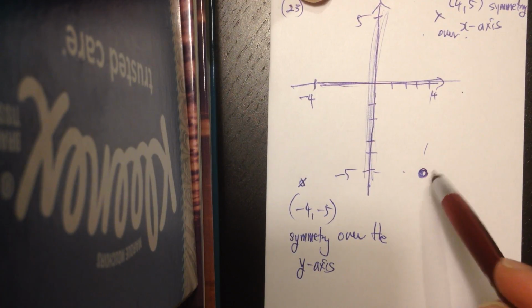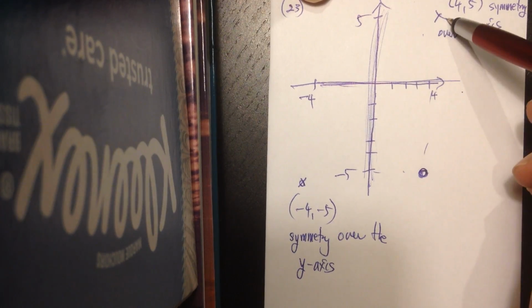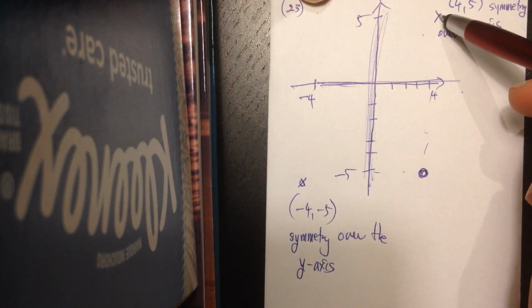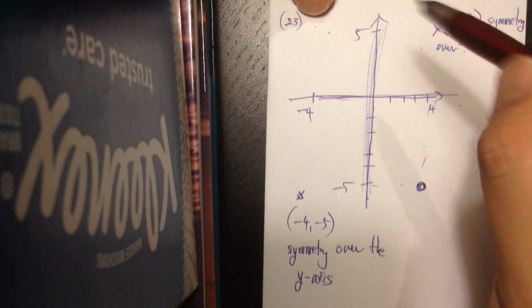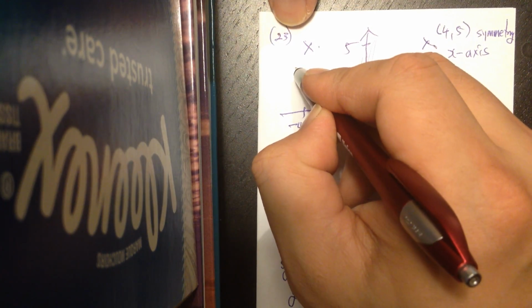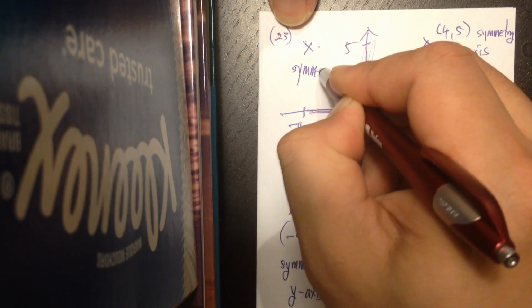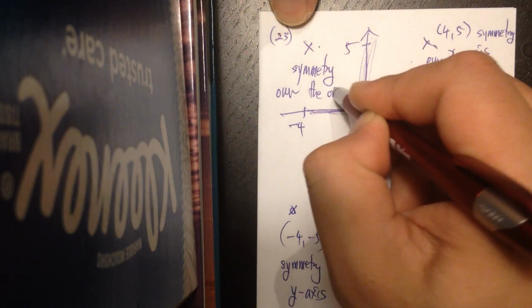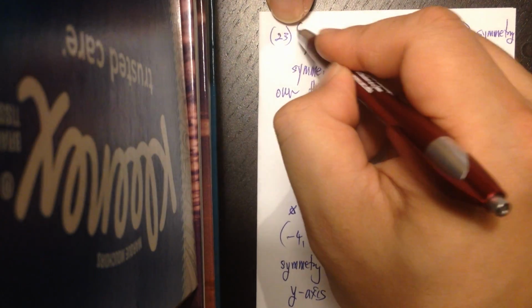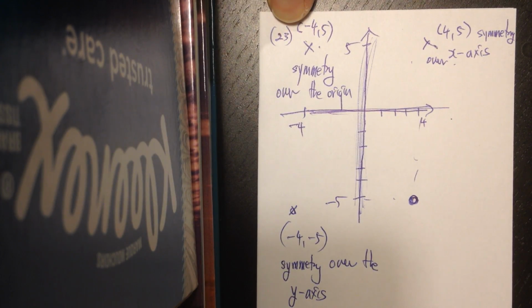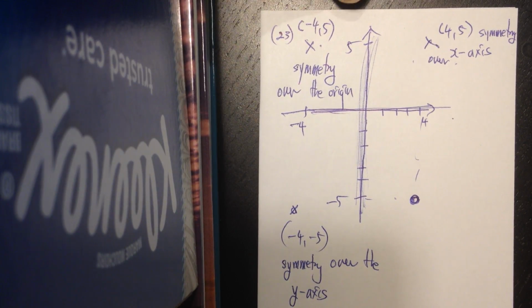Now, origin is you do x-axis and you do y-axis. So you do it twice, once for the x-axis, another one for the y-axis. So this is the point, and obviously that's for the symmetry over the origin. And that one happens to be -4 and 5. Okay? All right. So this is important.